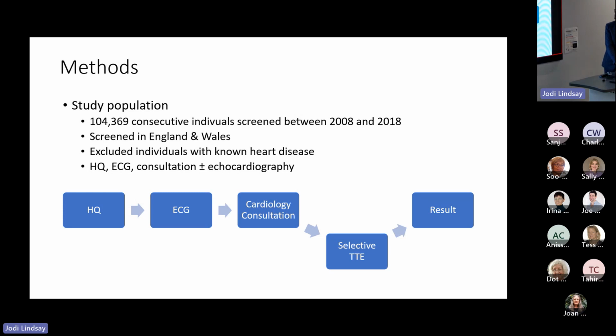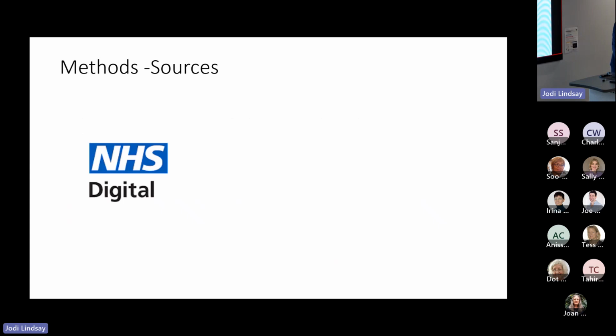So we've got a population of more than 104,000 young individuals between the ages of 14 and 35 who were screened between 2008 and 2018. Essentially, they were screened with the protocol that I've just described. They had the health questionnaire, the ECG, the cardiology consultation, and if necessary an echo, and then they got an all-clear result or a requirement for further evaluation because we had diagnosed or were suspecting a cardiac condition. In terms of getting follow-ups, we had three sources. We linked data with NHS Digital and the Office for National Statistics in terms of outcomes.